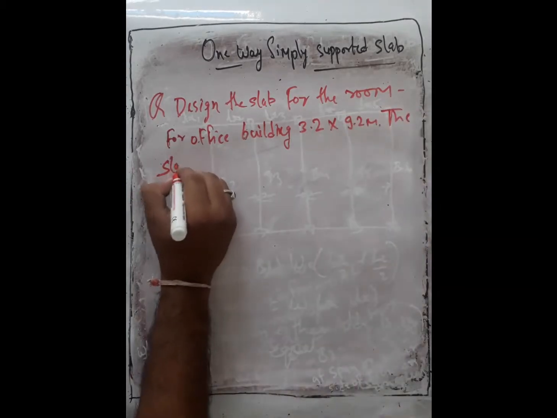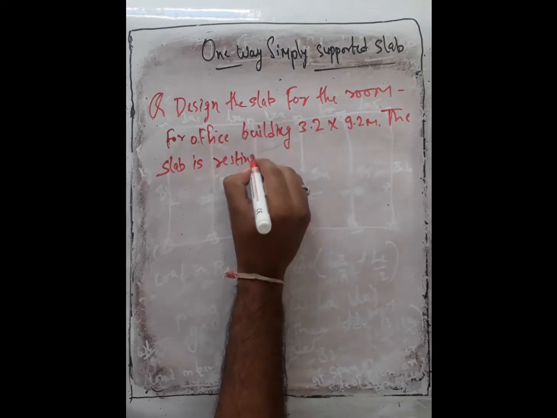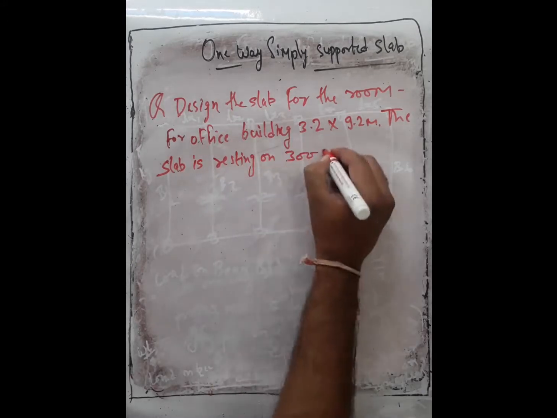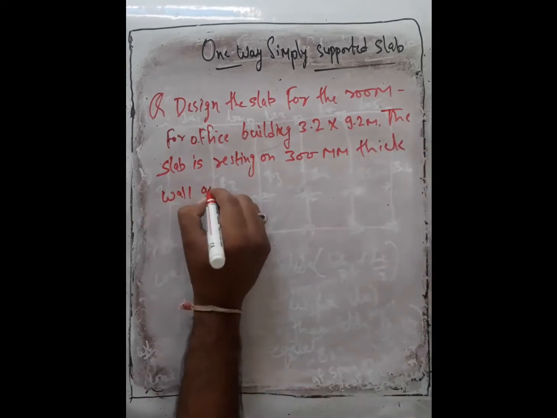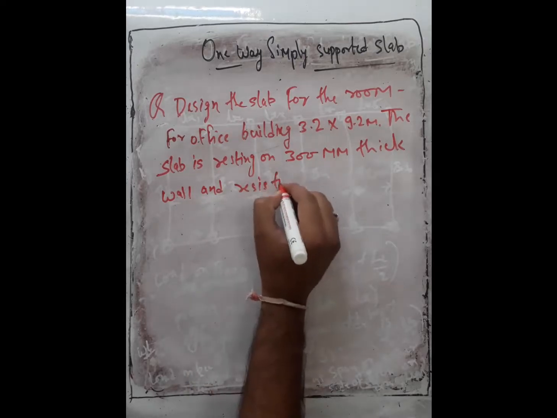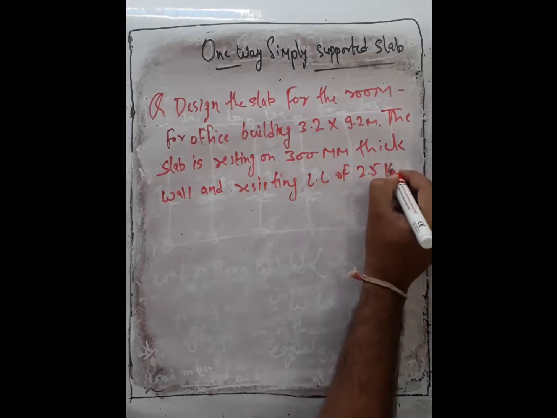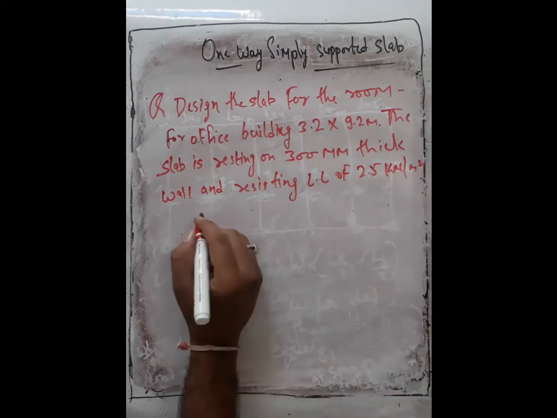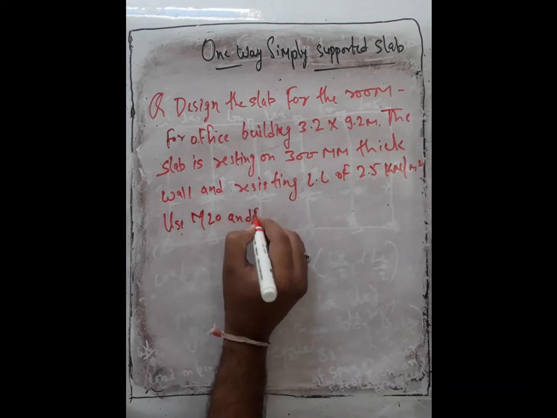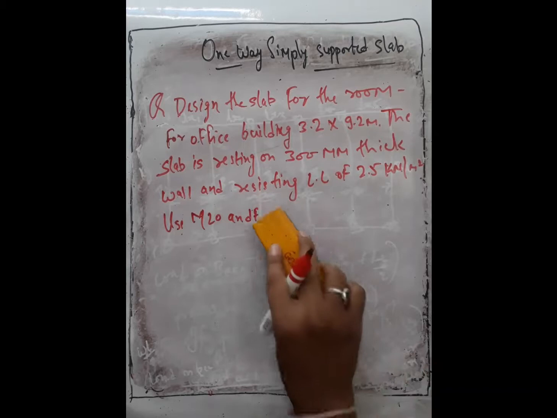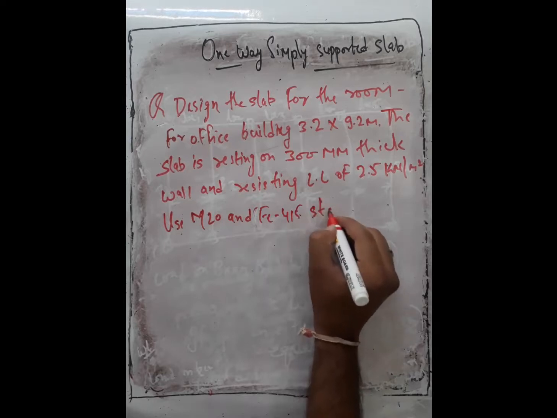The slab is resting on 300 mm thick wall and resisting a live load of 2.5 kilonewton per meter square. Use M20 and Fe415 steel.